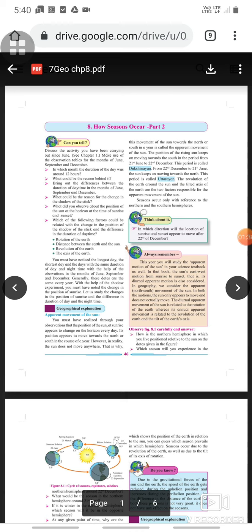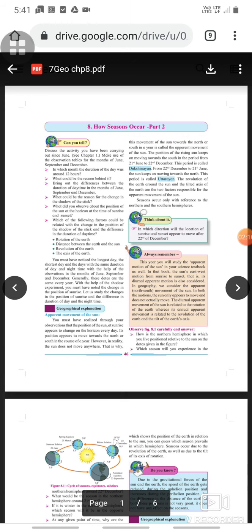You must have noticed the longest day, the shortest day, and the days with the same duration of day and night time with the help of the observations in the months of June, September, and December. Generally, these dates are the same every year. With the help of the shadow experiment, you must have noted the change in the position of sunrise. Let us study the changes in the position of the sunrise and the difference in the duration of day and night time. Come to the geographical explanation.